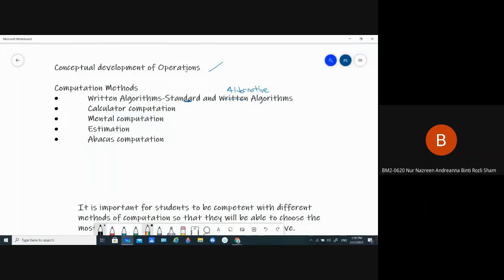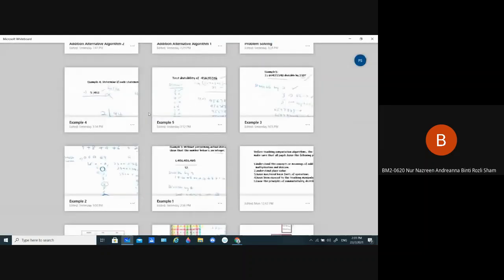So on Monday we did conceptual development of operations, okay? And then I also told you that computation is pengiraan, okay? There are many methods of doing computation. We have the written algorithm methods, calculator computation, mental computation, abacus computation, and estimation, okay? So you need to know all these methods. Today we're looking at written algorithms, standard and alternative algorithms, okay?